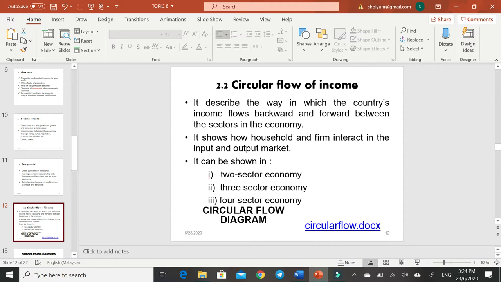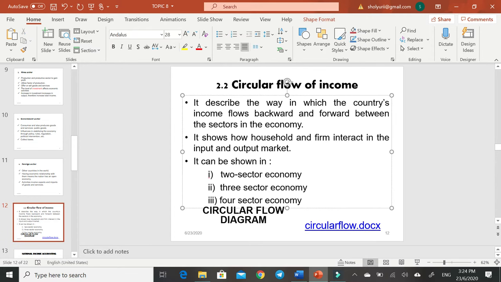Okay, so what is circular flow? It describes the way in which the country's income flows backwards and forwards between sectors in the economy. So kita nak tengok pengaliran duit antara sektor-sektor tersebut. Hopefully ingat lagi, sectors ada 4: household, firm, government, and the rest of the world. It shows how household and firm interact in the input and output market. It can be shown in a two sectors economy.